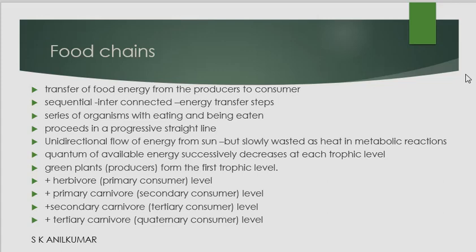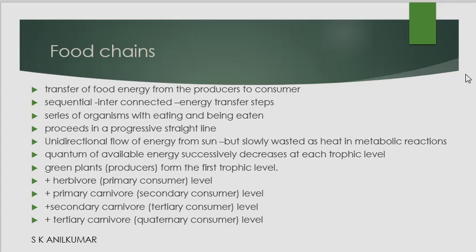So the energy transfer steps are sequential, they are interconnected, and there has to be a series of organisms with eating and being eaten. There has to be a plant, there has to be a goat, and there has to be a lion. The transfer of food energy is sequential, interconnected, and the energy transfer is in various steps from the producer to the consumer. This proceeds in a progressive line.